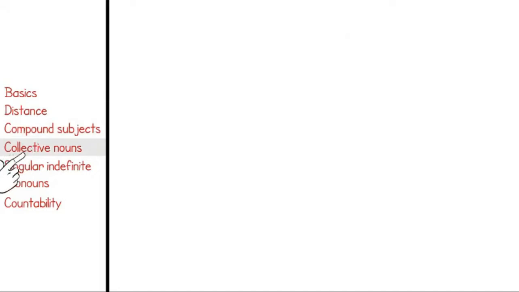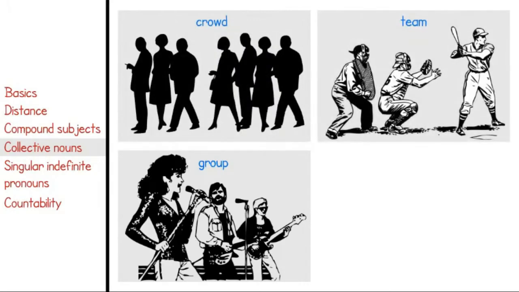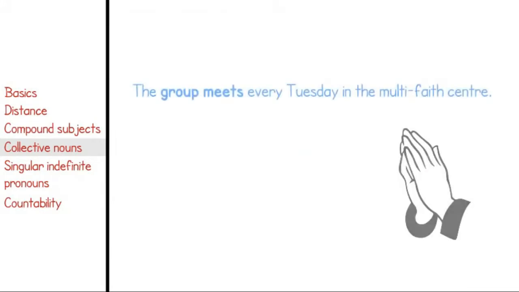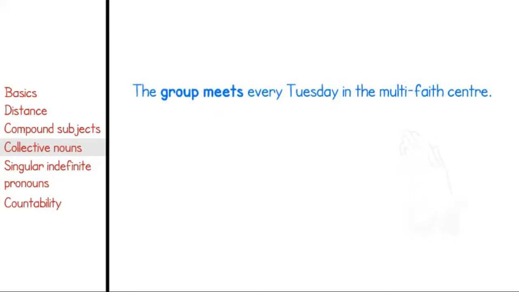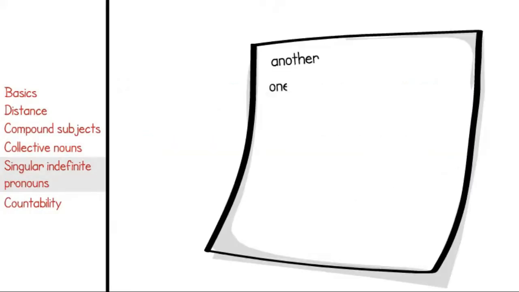Next, let's look at collective nouns. These are words like group, crowd, team, and committee. These are words that refer to things that have been grouped together, but grammatically they are considered as one thing, like it. So we would say, the group meets every Tuesday in the Multi-Faith Centre, and the committee has approved the funding for the event.